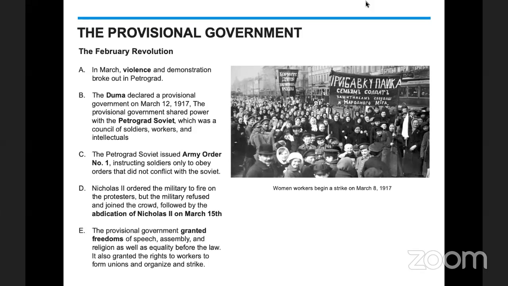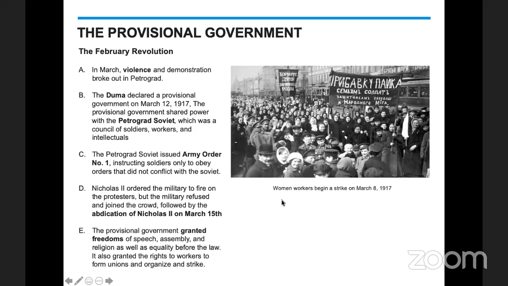And so with the abdication, we have a provisional government. And the provisional government, we're not always going to agree on everything, and it's going to come into conflict with that Petrograd Soviet as we move forward. But it's going to initially grant a lot of the things that the workers are looking for. It's going to grant freedoms of speech and assembly, freedom of religion, equity before the law, all of these liberal ideas that have swept other places. And it's going to put a lot of power into the hands of workers by granting workers significant rights here.